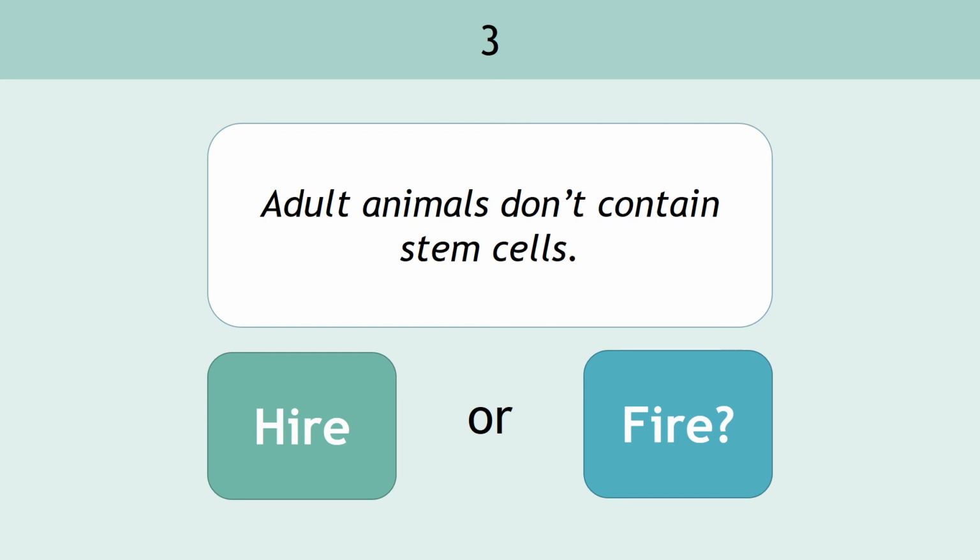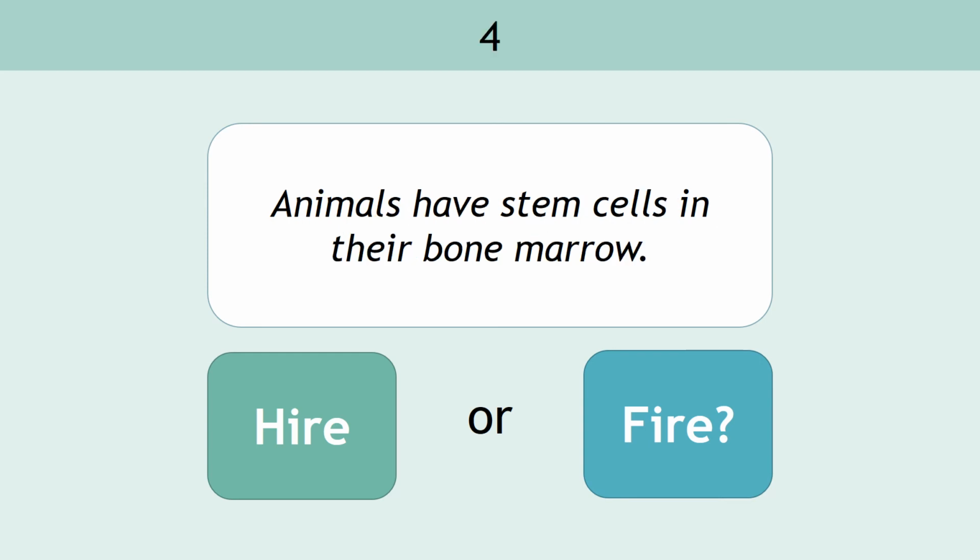Number 3, adult animals don't contain stem cells. Fire again. We do have stem cells, tissue stem cells, or adult stem cells in all of us. Number 4, animals have stem cells in their bone marrow. That would be a hire, because there are stem cells found in bone marrow, one of the adult tissue stem cells.